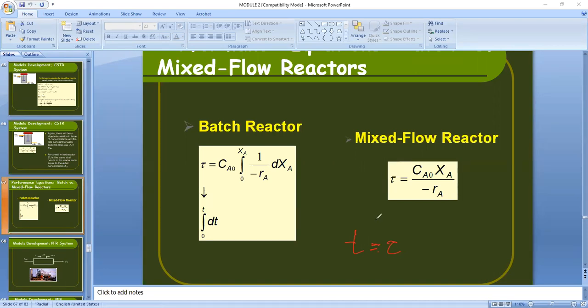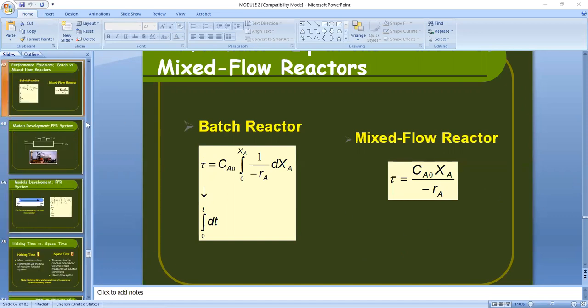So if it's really stated for your gas system that it is constant density, then you can use interchangeably the T and the tau because they mean the same. This is only true when you have a constant density system. Okay, this particular slide simply compares the performance equation for the batch and the mixed flow.